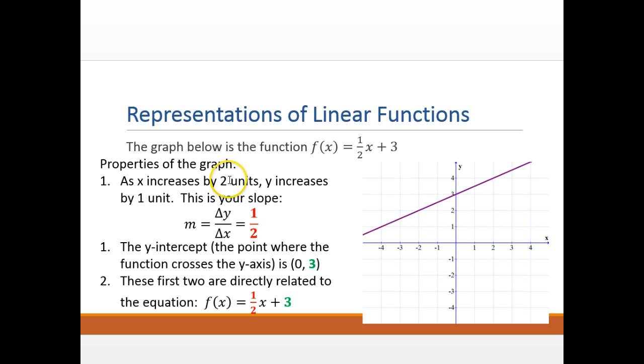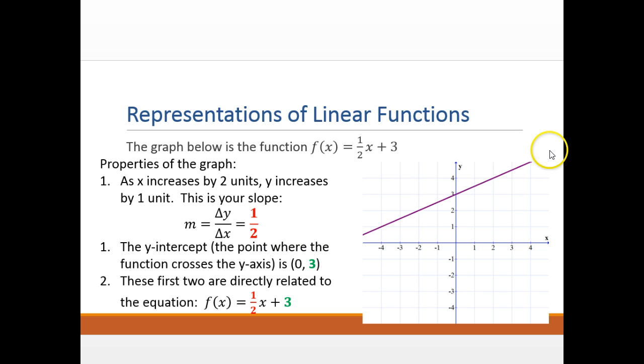As x increases by 2 units, we notice that y increases by 1 unit. So if I come across here, I go over 2 units and up 1 unit, I hit the graph again. Again, if I start here, go over 2 units, up 1 unit, I hit the graph. This constantly repeats itself. So we do know that over 2 from left to right is a delta x of 2. Up 1 is a delta y of 1. So we know our slope is delta y over delta x. So this tells me m is 1 half.